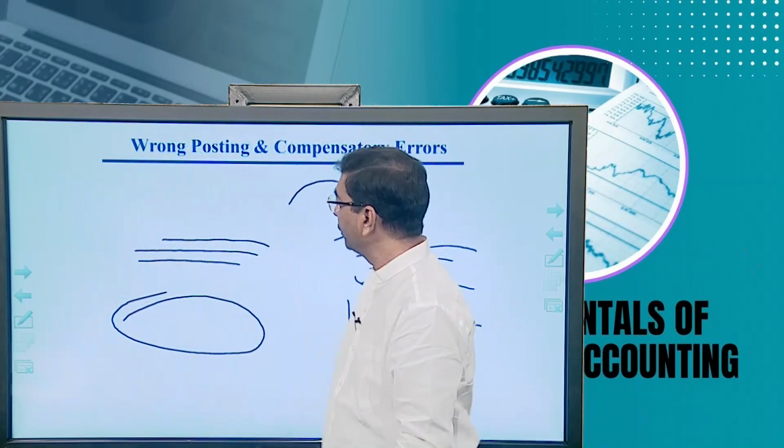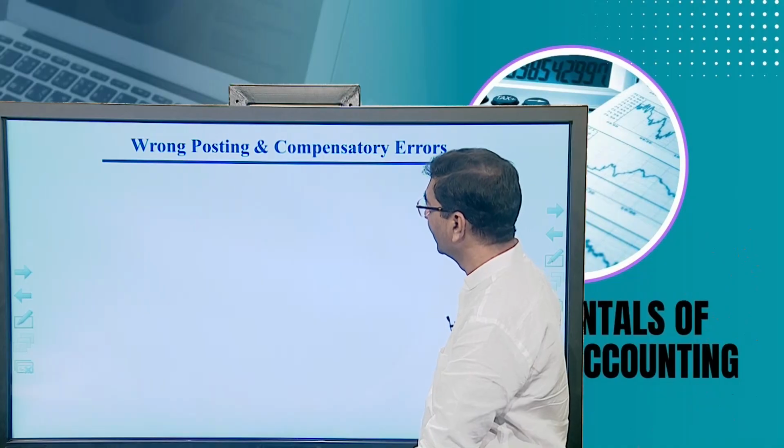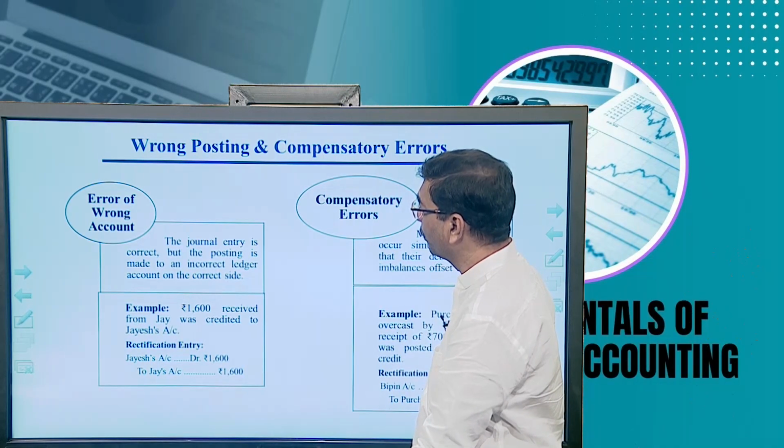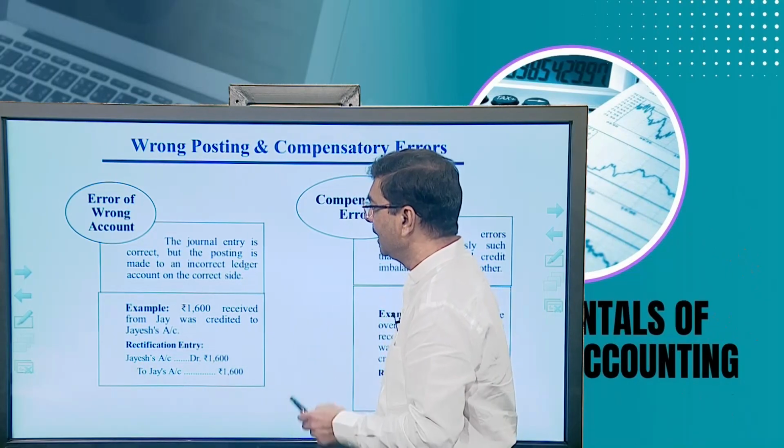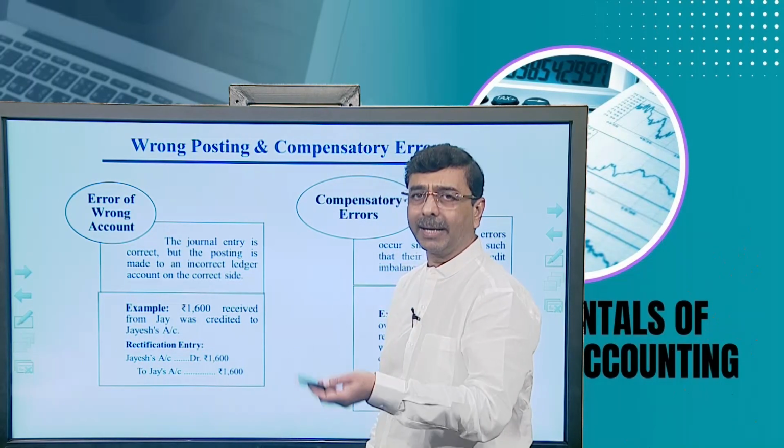Now moving to the next transaction, error of wrong account. The first is the journal entry. Error of a wrong account means the transaction is wrongly recorded in some other account, right?